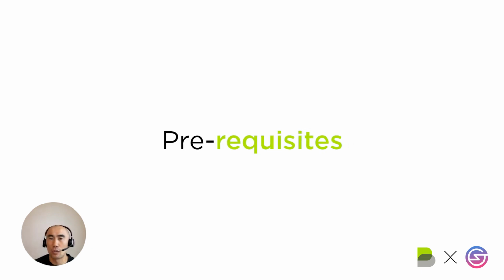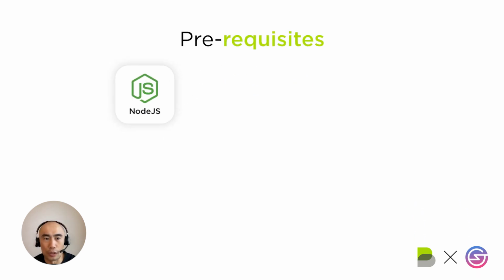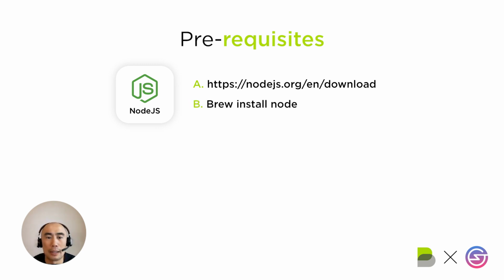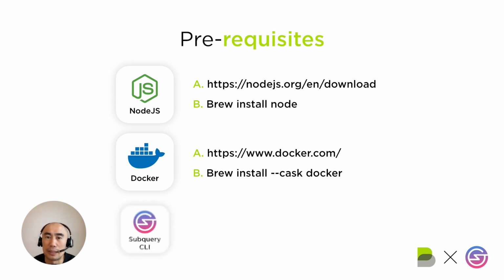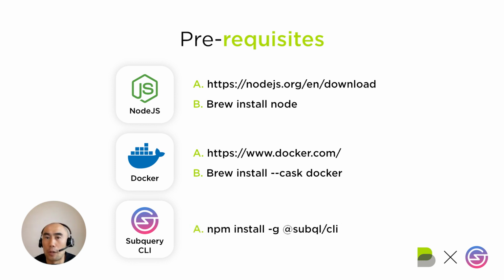Now, if you are following along or you want to give this a go, there are some prerequisites required. First of all, you'll need Node.js, and you can download this from the Node website, or if you're running Brew, Brew install node will install it pretty quickly. You'll also need Docker as well. Obtain this from docker.com, or brew install --cask docker. And then the final piece of the puzzle is the Subquery CLI. And this is where you'll need npm, or the Node Package Manager, install -g for global @subql/cli.